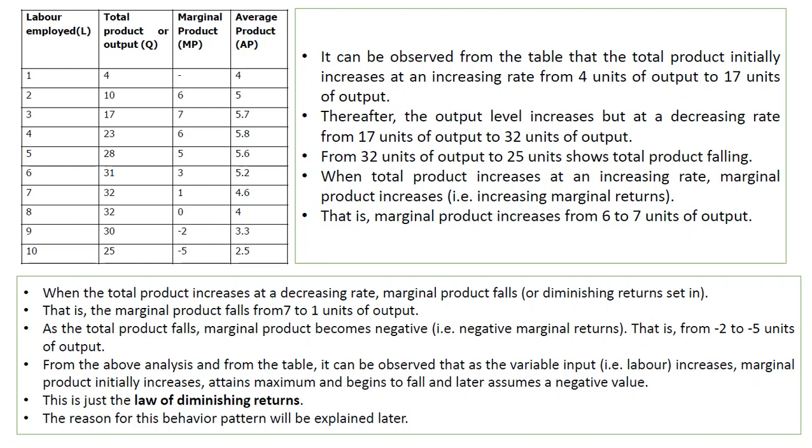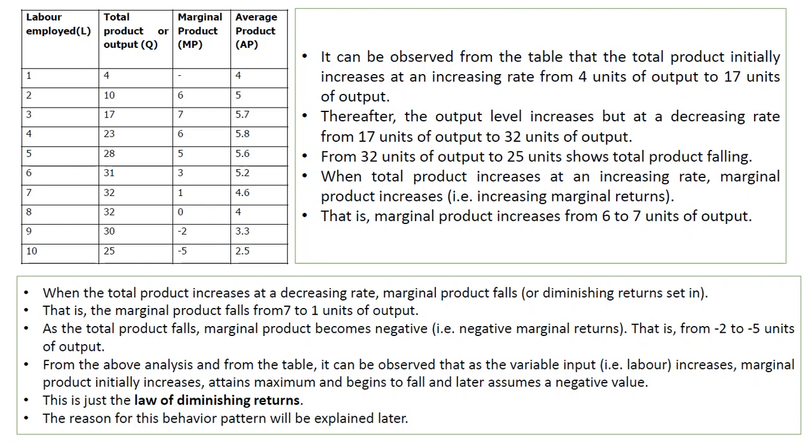Now, let's take a simple diagram, this table. Let's look at this table. The first column deals with labor employed. The second deals with total output produced when the labor is combined with the fixed capital. Then the third one deals with marginal product and average product.